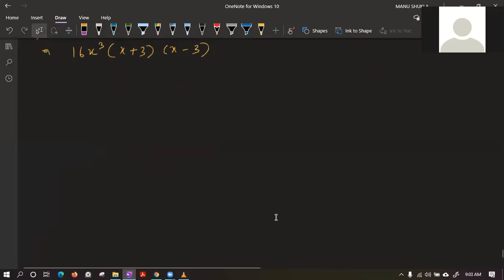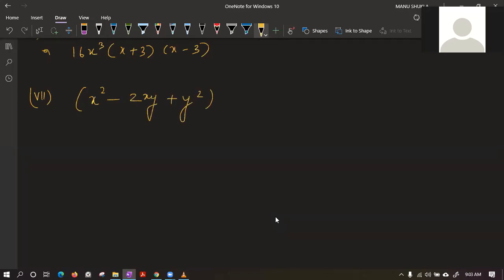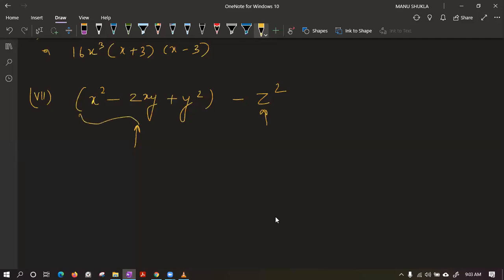Now let me take another part which is looking a little bit complicated. Let's take seventh part: x square minus 2xy plus y square minus z square. Class, tell me one thing. Even if I open the bracket, can we simplify this question any further? I think no, because z square is not a like term. We cannot simplify further. So we have to think of this bracket only.